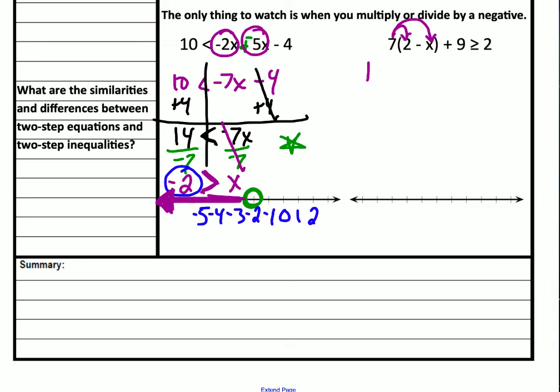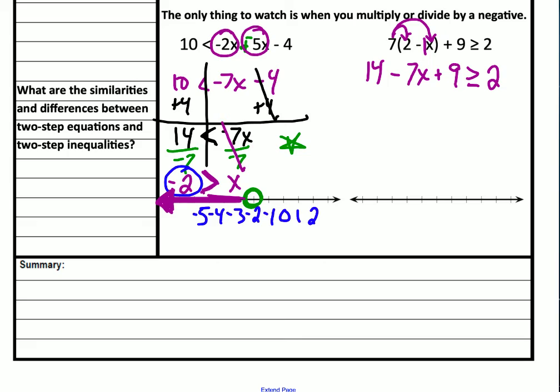7 times 2 is 14. 7 times x is -7x. Remember, you can put that 1 in front of your x. The 9 is just going to hang out. It's just part of my problem. It just slides down. It wasn't in the parentheses, so it doesn't get multiplied times the 7. Now I'm ready to start combining some things together.